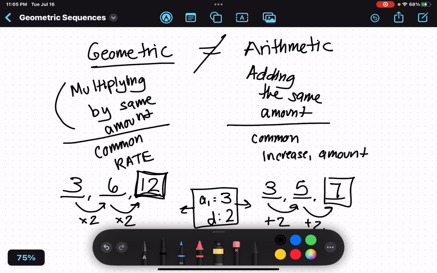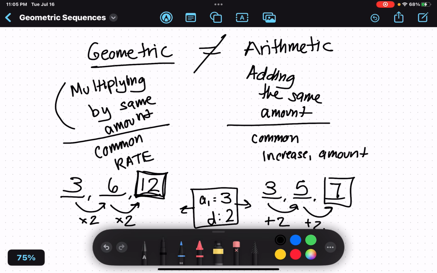12 and 7 are different. So you always have to be careful in a problem to see if you're working with an arithmetic or a geometric sequence. You need to know the importance of multiplying or adding. You need to know the difference. The difference is so important because it can give you 2 completely different numbers.